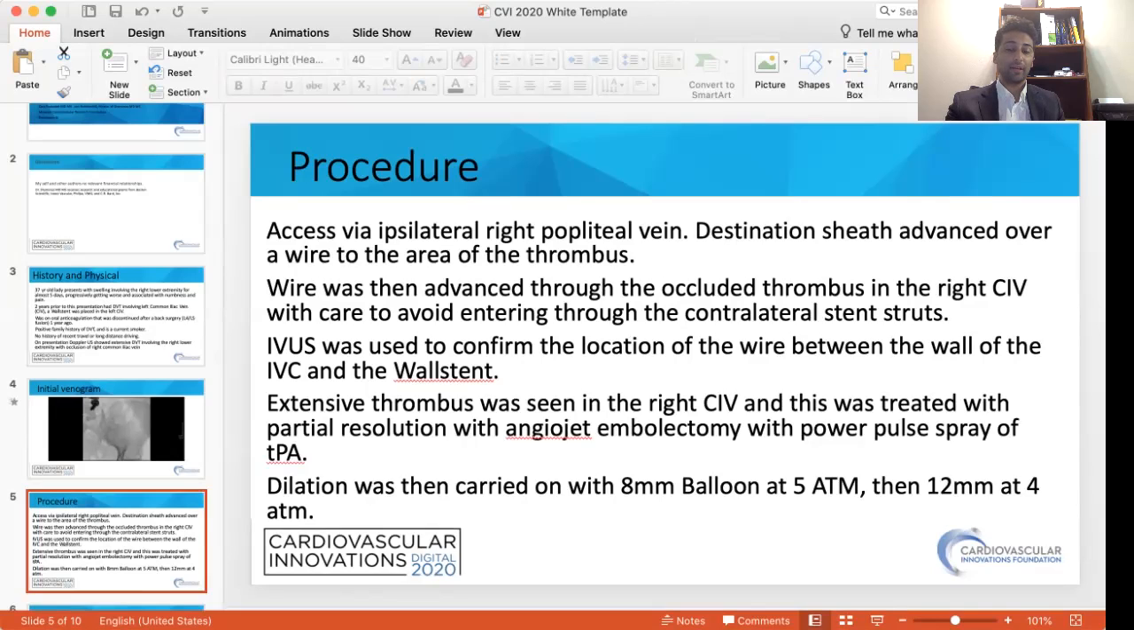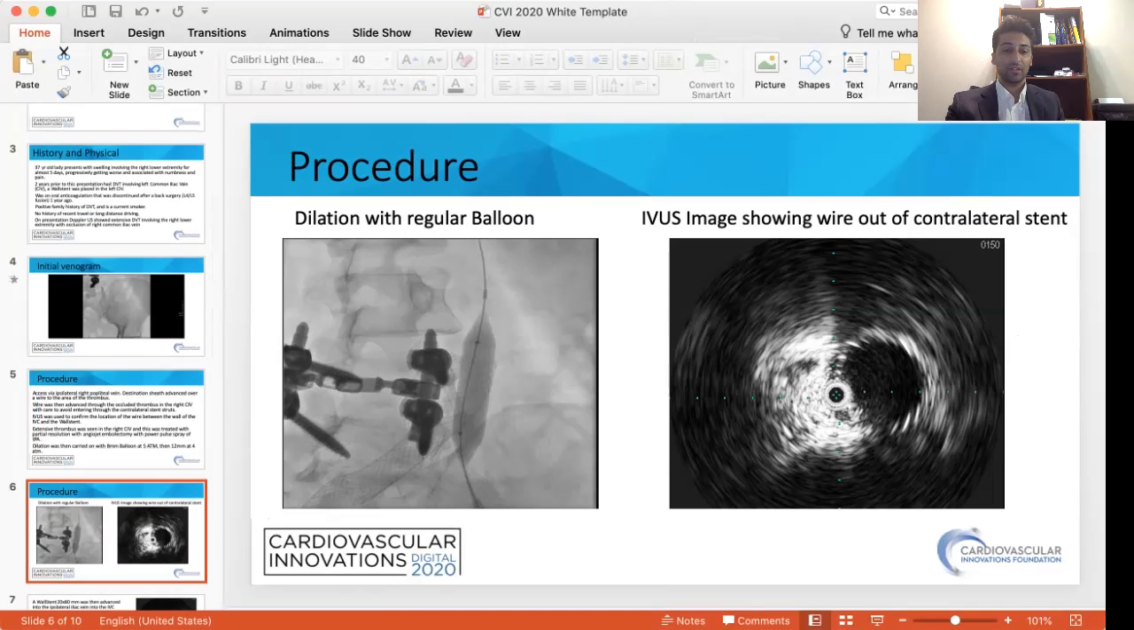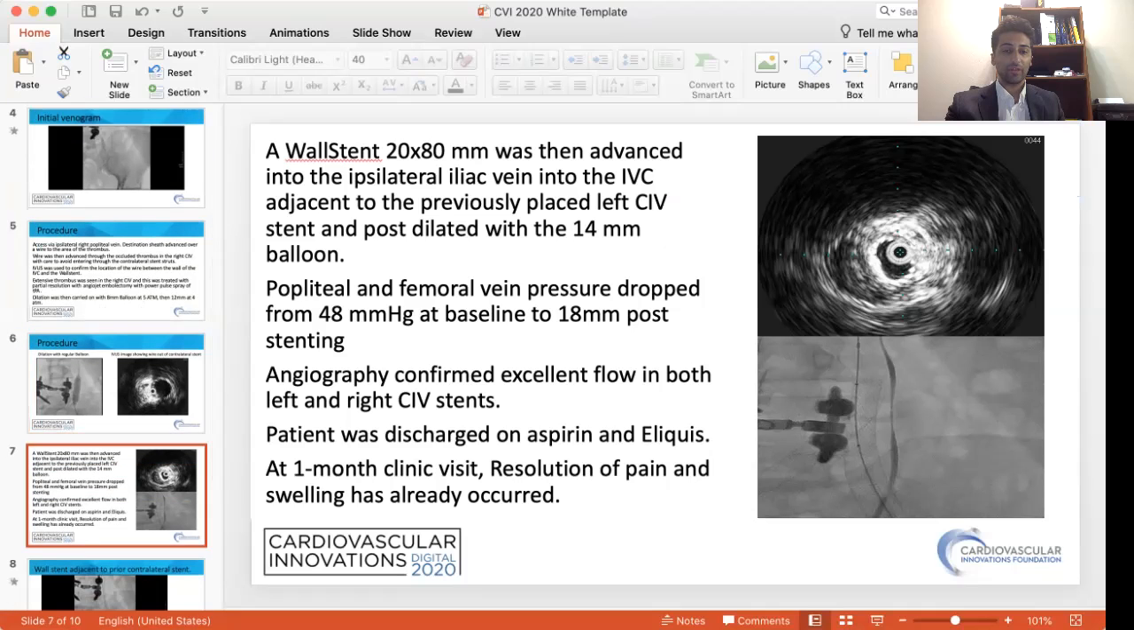Dilation was performed with an 8 millimeter diameter balloon at 5 atmospheres, followed by a 12 millimeter balloon at 4 atmospheres. This image shows the balloon dilation at the ipsilateral common iliac vein. And then the IVUS image, as you can see, the stent here is the contralateral left common iliac vein stent. The wire was outside that stent, and it's important to make sure of that.